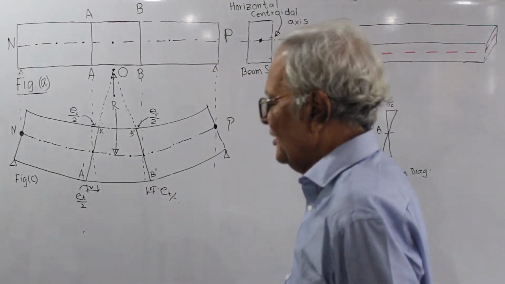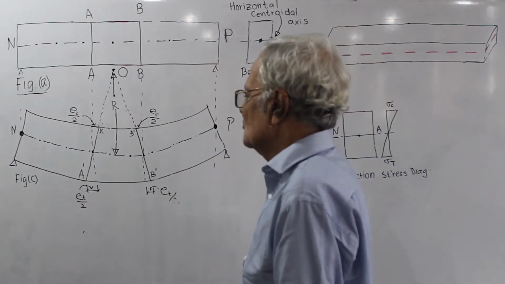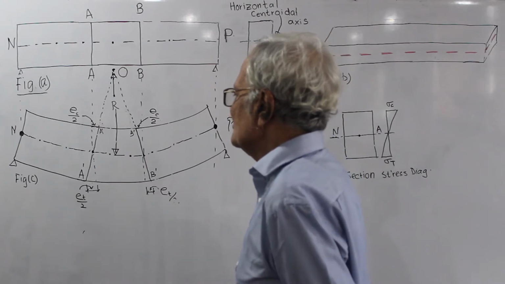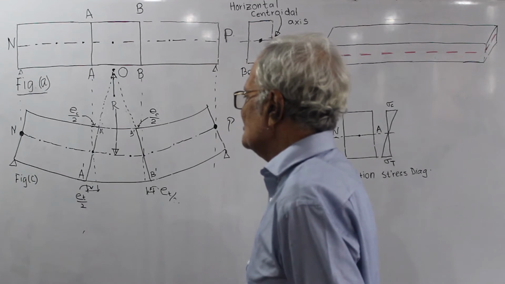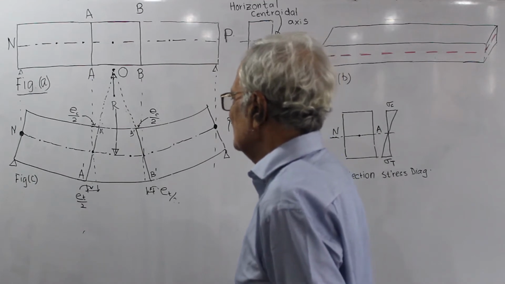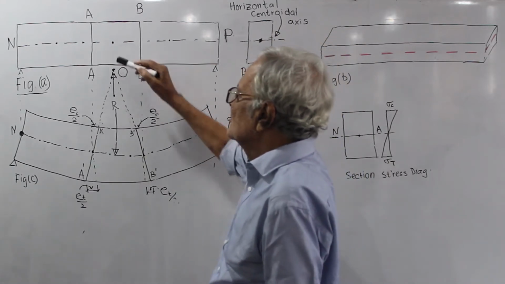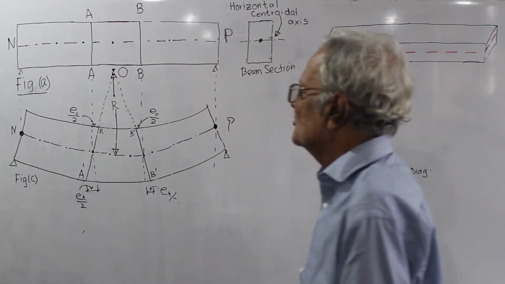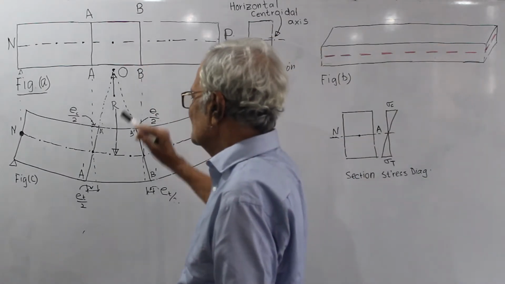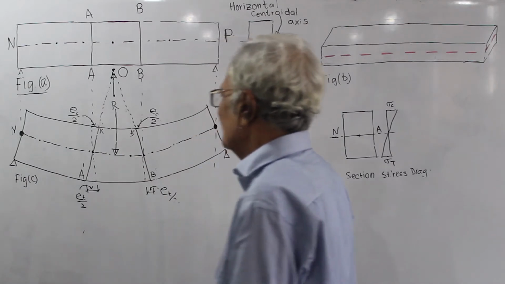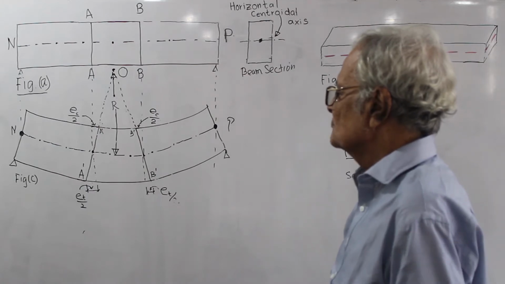I said AA and BB will rotate about the neutral plane to give the new positions A'A' and B'B'. When A'A' and B'B' are extended, they will meet at a point which we call the center of curvature. The distance from the center of curvature to the neutral plane is called the radius of curvature, capital R.